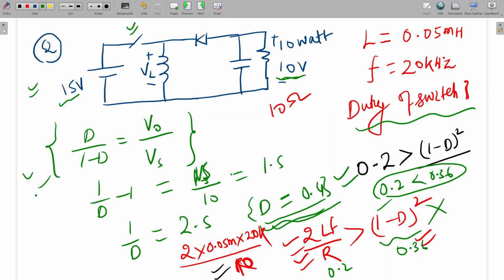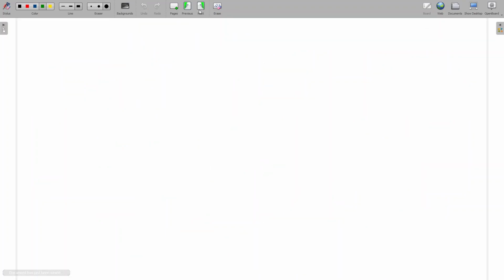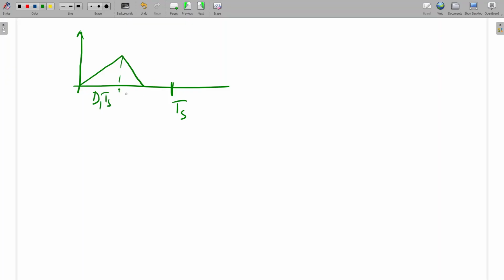Now I'm moving to the next part. So here current we can calculate. What will be the current here? Average current 1 ampere. So the discontinuous waveform will be like this. IL waveform I am going to draw. This is on time and this is off time. This is total time period TS. This duration is D1 TS and this duration is D2 TS.